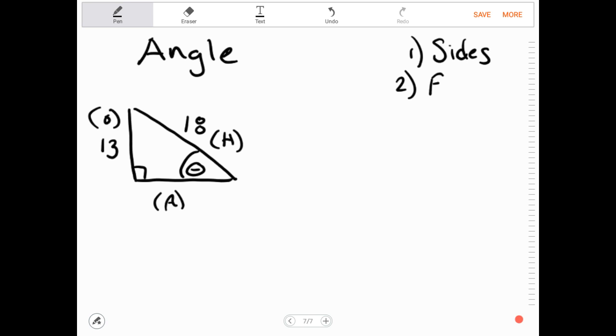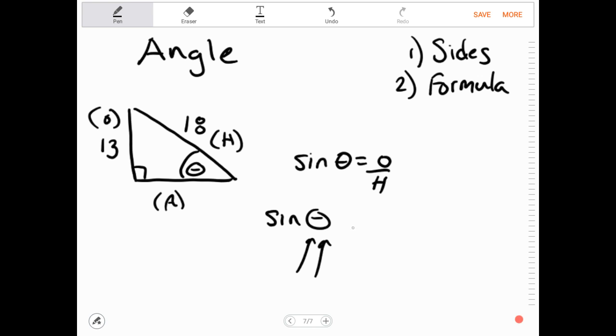2, use the formula. So in this case, this is the base formula. Fill it in, that's sine. We are looking for this angle this time. We have both of our opposite and hypotenuse values.